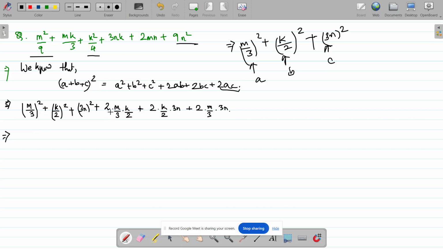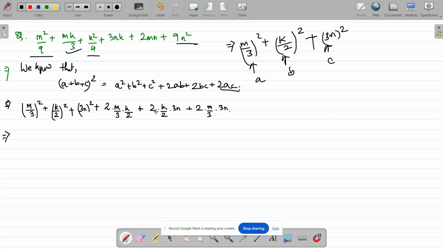See, we don't need to write the question again. We just need to observe what we are getting. We are getting m by 3 whole square, k by 2 whole square, 3n whole square, and after cancelling, the 2 and 2 will get cancelled, right? So what we are getting is mk upon 3, and we have in the question mk upon 3. We just need to recheck and verify this. So we are getting mk by 3, and we already have this in the question.